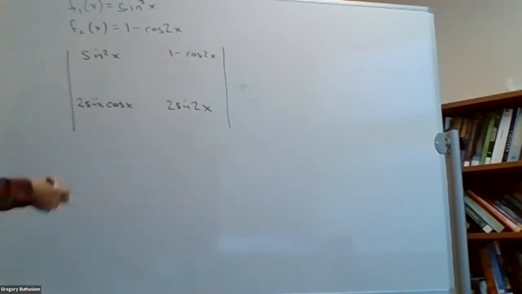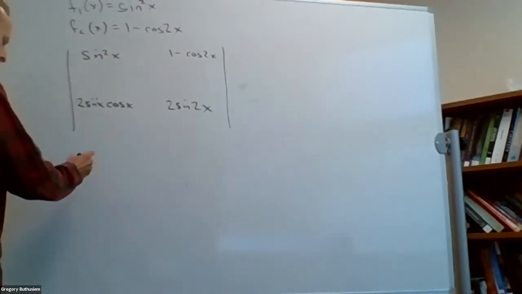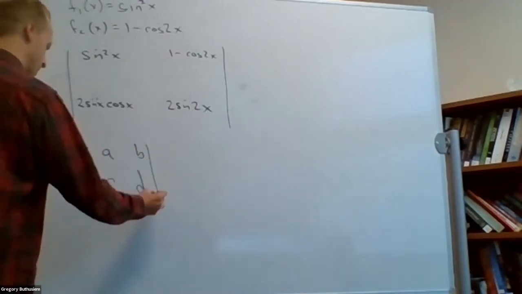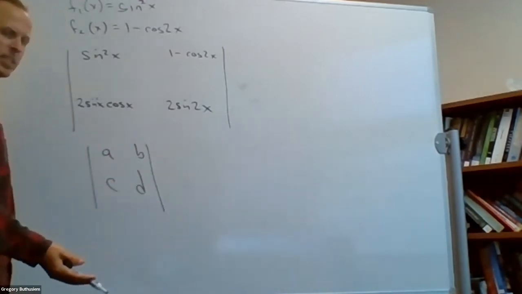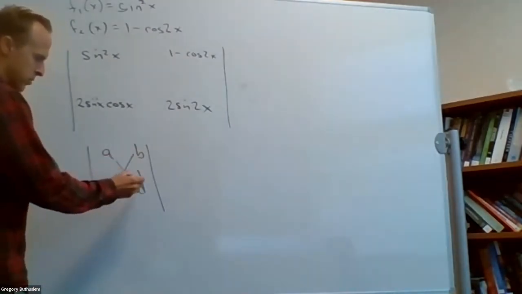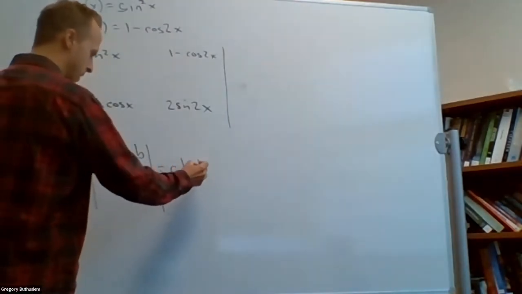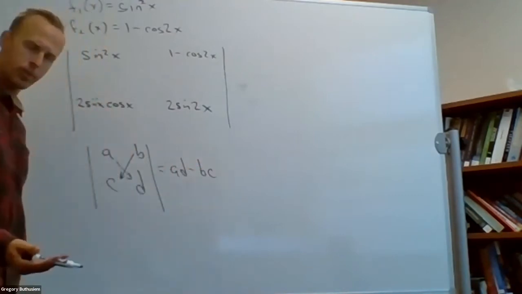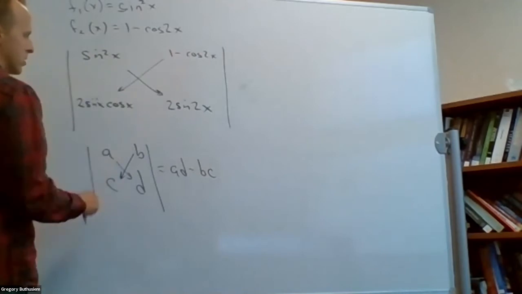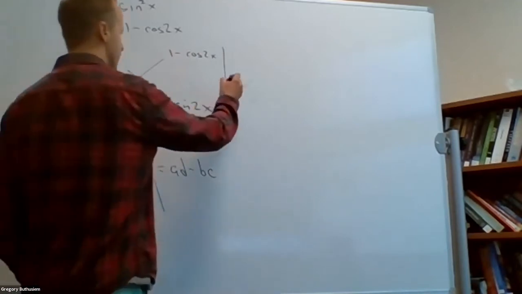All right, so now we find the determinant of this matrix, and that's going to be our Wronskian. Now, if you remember 2 by 2 matrix determinants, A, B, C, D, it's the easiest determinant you could possibly find. This times this minus this times this. So A times D minus B times C. That's it, right? So I'll do this times this minus this times this, and we're good to go.